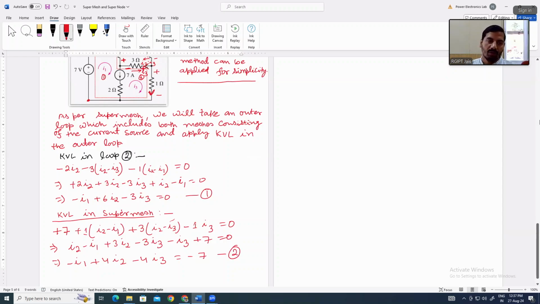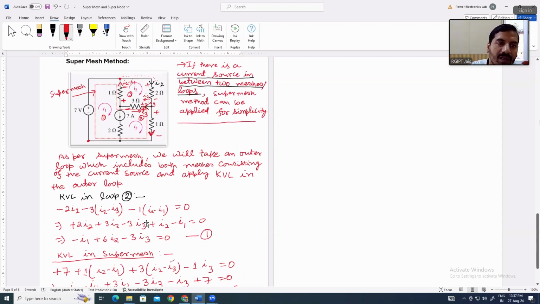So we got two equations by applying KVL in two meshes. Okay, one is the individual mesh, another one is the super mesh. So how can we get the third equation? Can anyone tell how we can get the third equation? We have applied KVL in two loops. Now we will apply KCL to get the third equation.